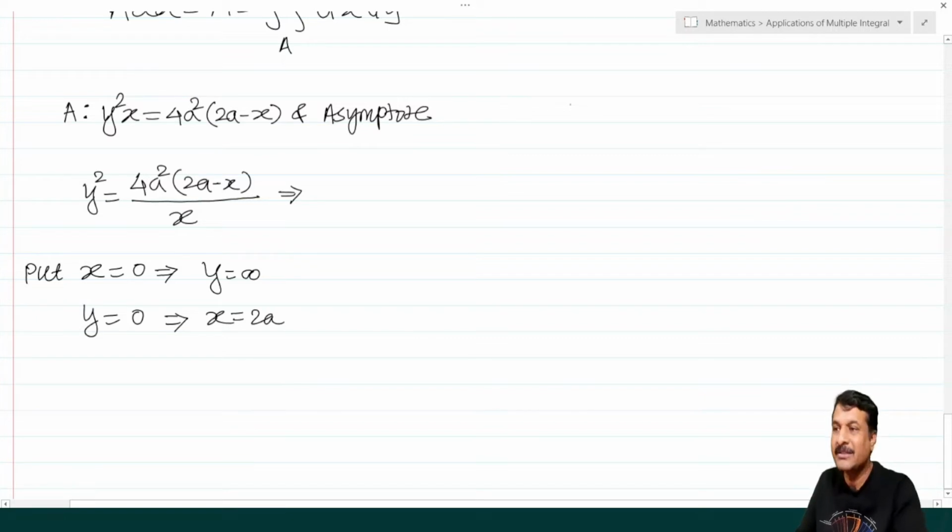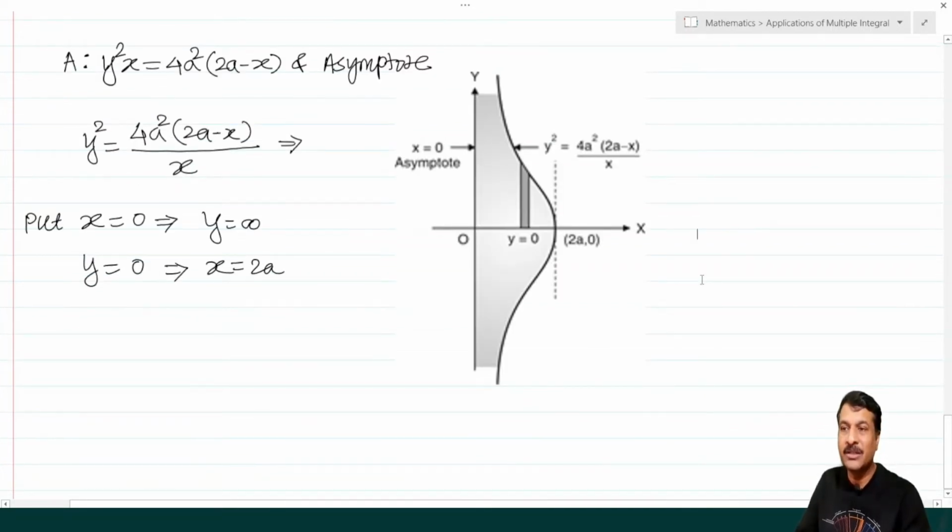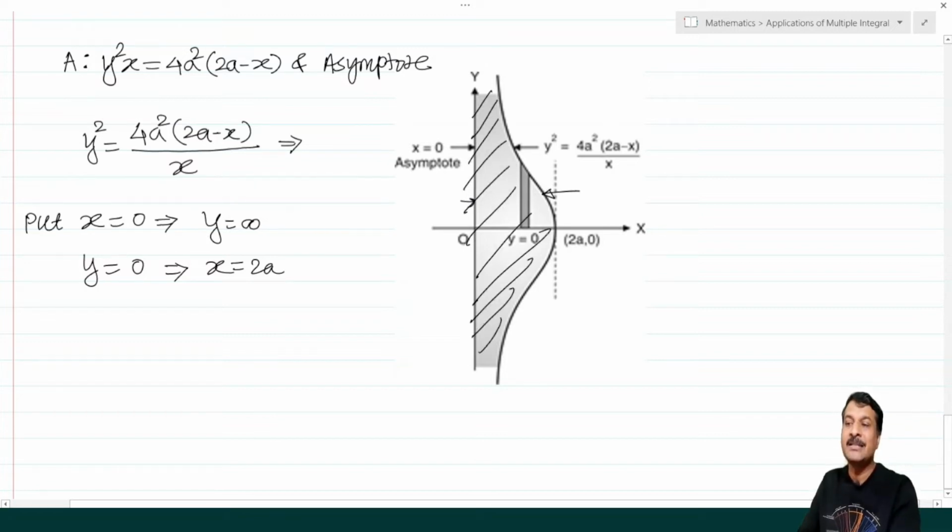But what is the actual curve here? So this is your actual curve, it is bounded. Here you can take the area bounded between this asymptote and the curve in between. So this area I want to find. Since it is symmetric about the x-axis, whatever the area of this part, it is the same as here. That is why I can consider the required area as 2 times.